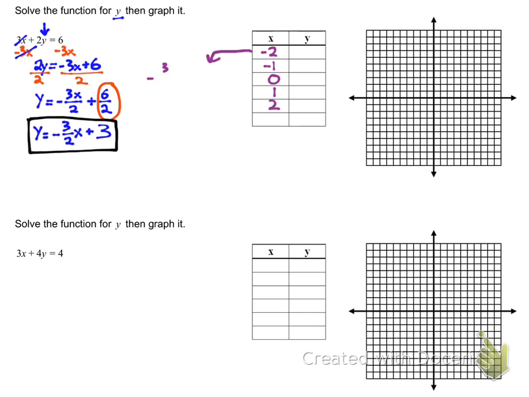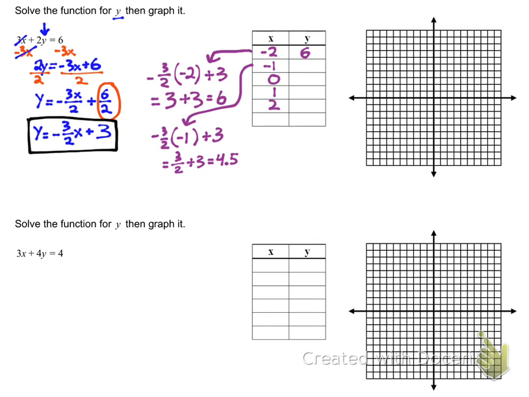So we list our points. I'm going to plug in the values. I plug in -2 and I get out 6. I'm going to plug in -1 as well and show you what happens. We actually get out a fraction or a decimal.